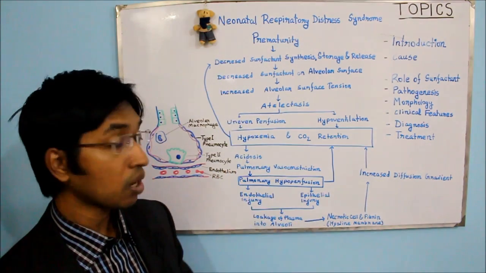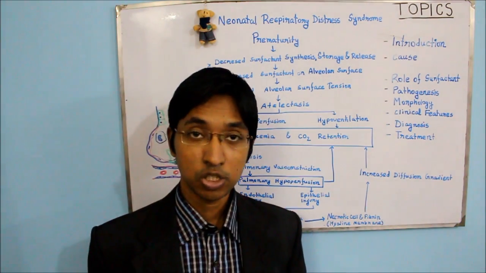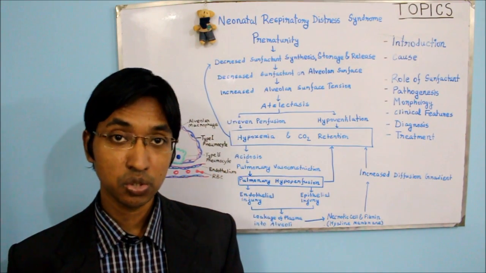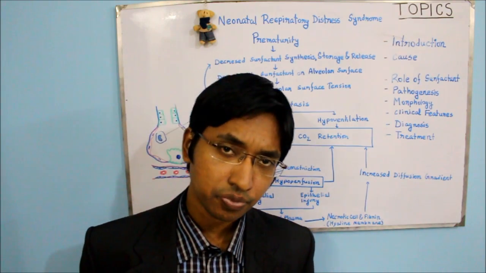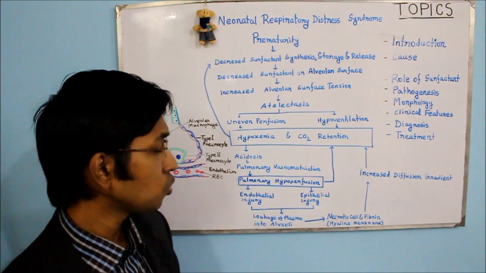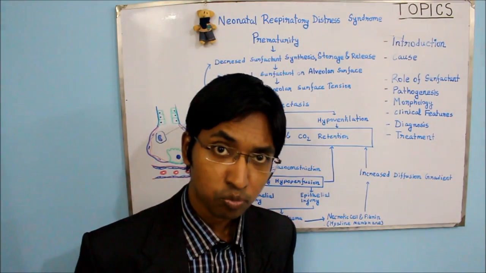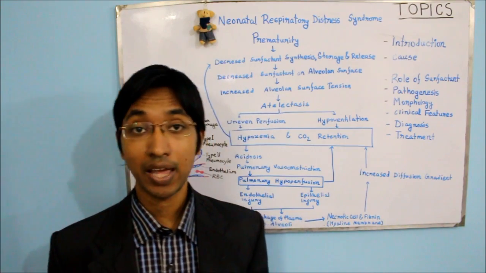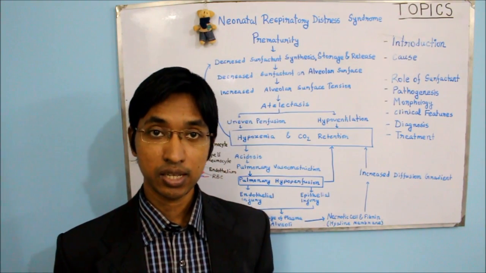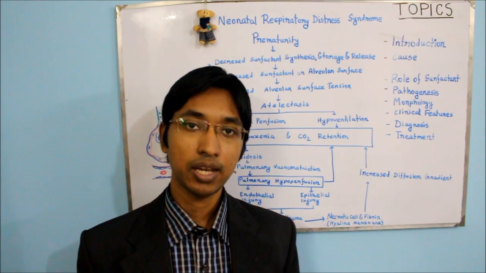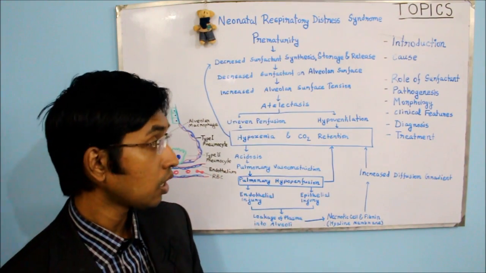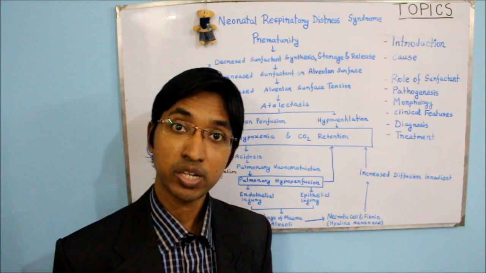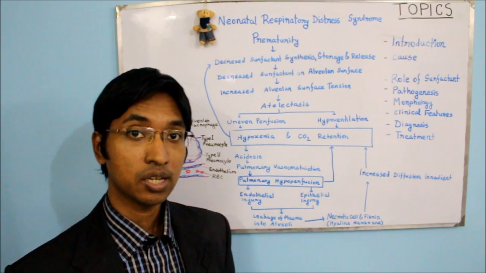Recall that retention of carbon dioxide will result in respiratory acidosis, but here we will also have metabolic acidosis too, because due to lack of oxygen, anaerobic metabolism will begin, and as a result there will be production of lactic acid, and that will lead to lactic acidosis, that is metabolic acidosis. So just remember that in arterial blood gas analysis we will have features of respiratory acidosis as well as metabolic acidosis too.